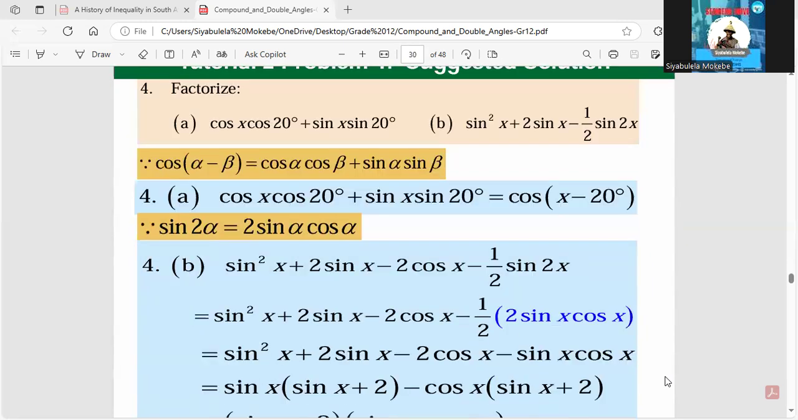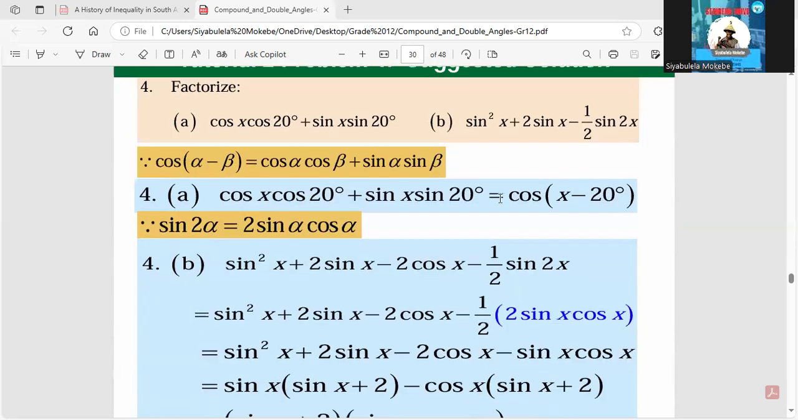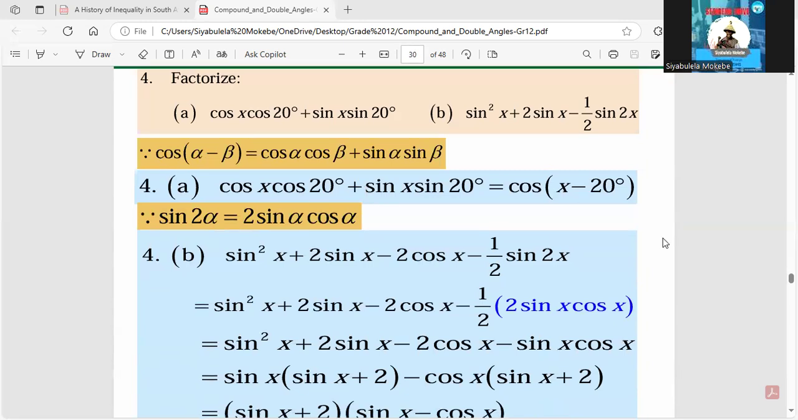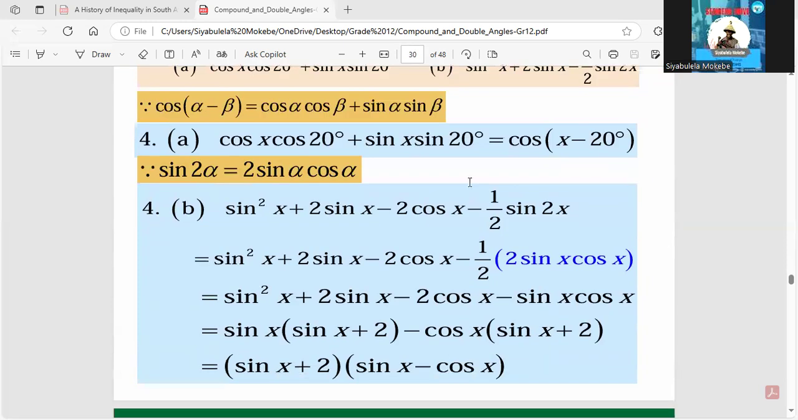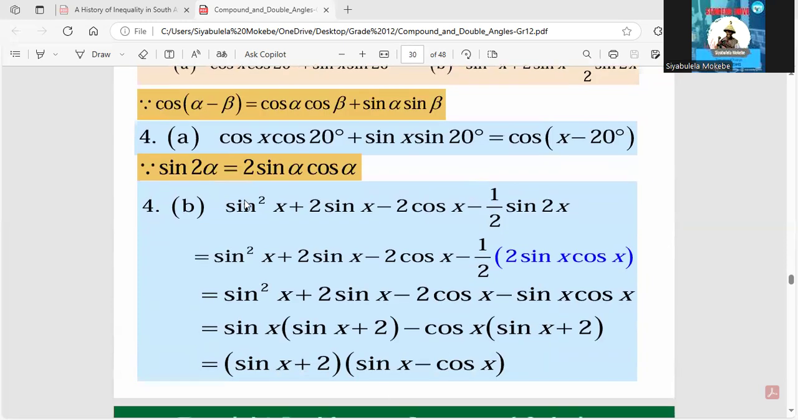Then for a, we get cos (x minus 20). Then b, sine x plus 2 sine x minus cos x.